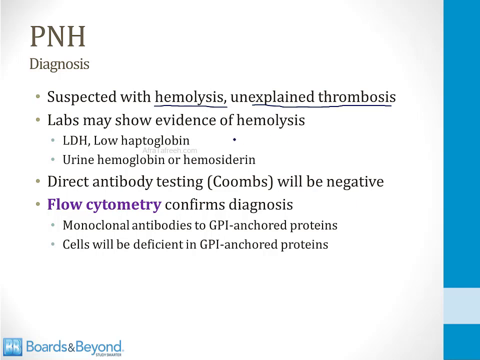Lab testing may show typical evidence of hemolysis like you can see in many disorders, so you may see a high LDH level, a low haptoglobin level. There may be evidence of hemoglobin or hemosiderin in the urine. If the direct antibody test or the Coombs test is performed, it will be negative. That is a test for antibodies coating the red cells, and antibodies are not part of the problem in PNH.